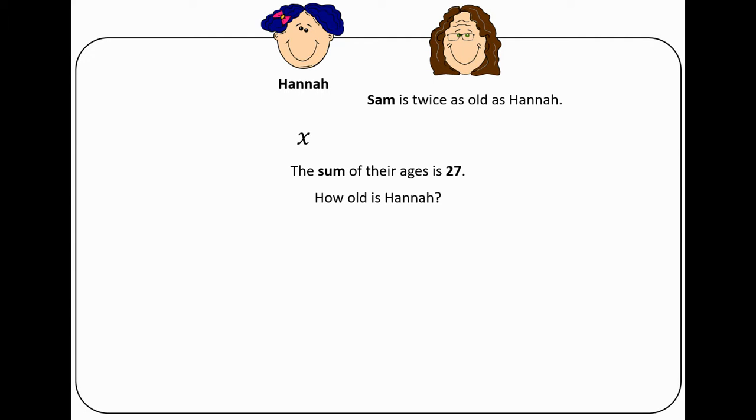Okay, we use a variable anytime we don't know what the number is. Sam is twice as old as Hannah, so that would mean Sam is 2 times Hannah's age. As an expression, that would be 2 times X, which is 2X. Now the sum of their ages is 27, so I can add up their ages as an expression: X plus 2X is equal to 27. There you go, I've formed an equation.